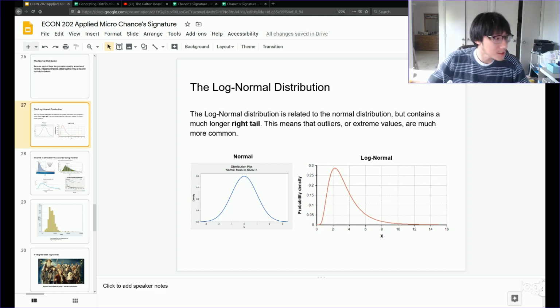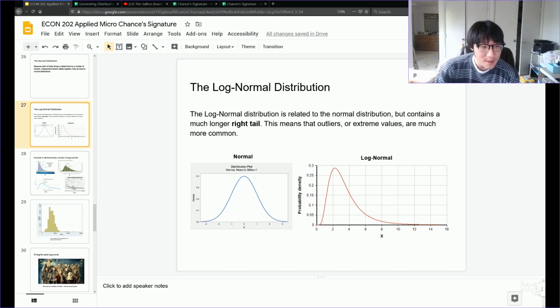Okay, so let's talk about a few other types of commonly seen distributions. This one is called the log normal distribution. I mentioned this earlier. It's similar to a normal distribution, but it contains a much longer right tail, meaning the outliers or extreme values are much more common. So you can see here's my normal distribution, and here's an idealized version of a log normal distribution. You can see there are more instances of these high values. It's more likely to get these high values.